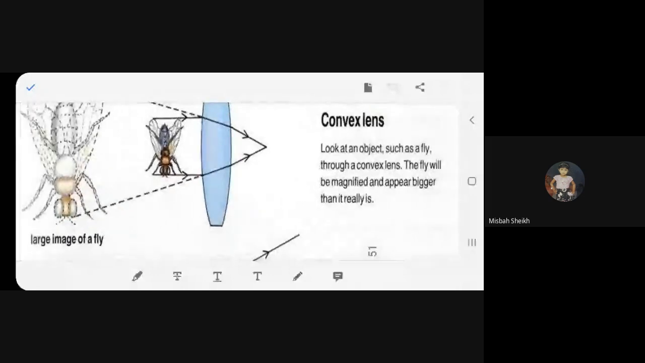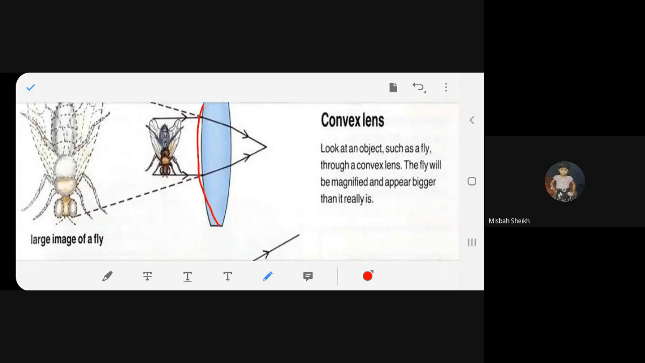Now again we will talk about the convex lens. Please read, beta. Convex lens. Look at an object such as a fly through the convex lens. The fly will be magnified and appear bigger than it really is. So you understood now how the image will form. Now this is the convex lens. You can see this, right? This is a convex lens.